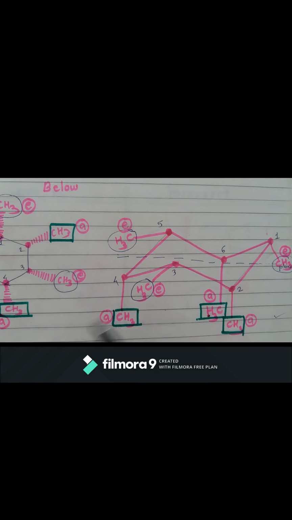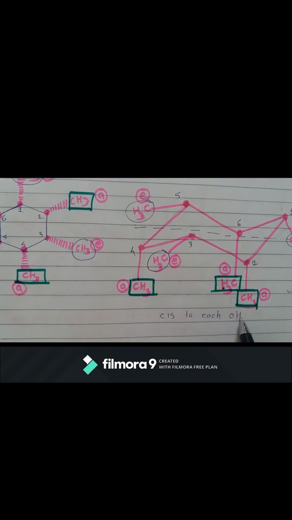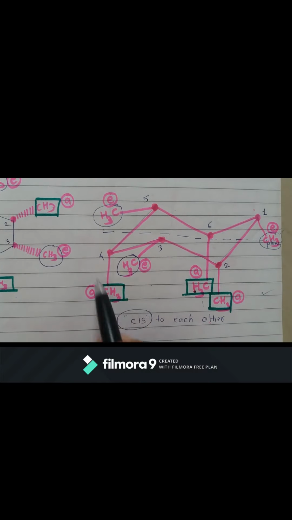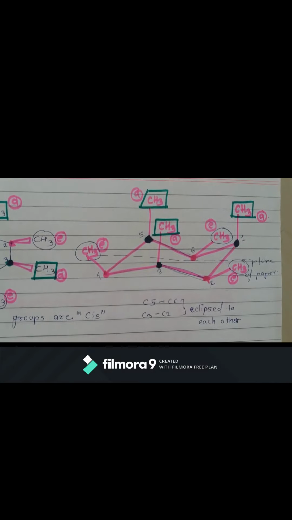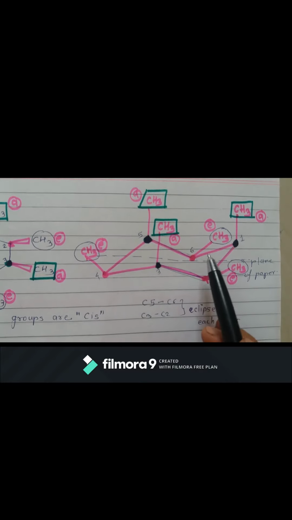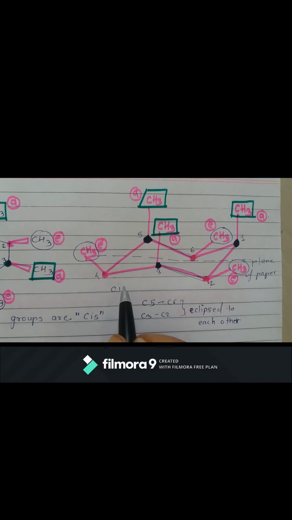All these methyl groups, they are cis to each other. Okay, all these methyl groups, whatever they are in, all these are cis to each other. Okay, all these methyl groups cis to each other. In the above manner also, all these methyl groups which are present above the plane of the paper, they are cis to each other.